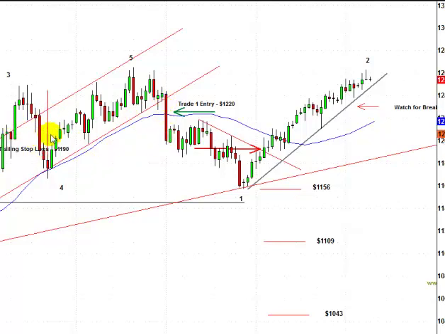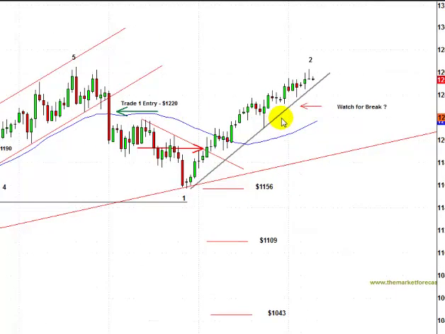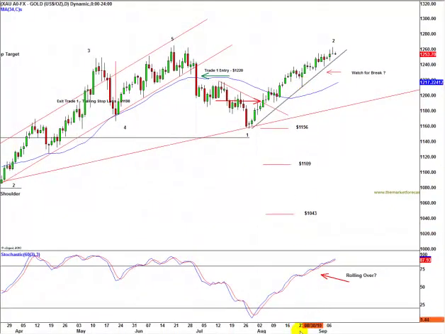Here's another one. So this has been a fantastic move up of $100. That's a lot of gold to cover. It's been a straight line, and for those traders that have been in this particular trade, they would have been very much rewarded as a result.